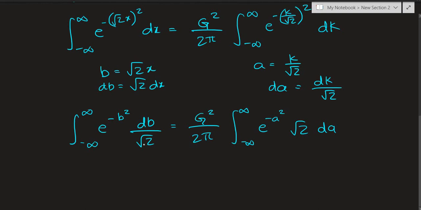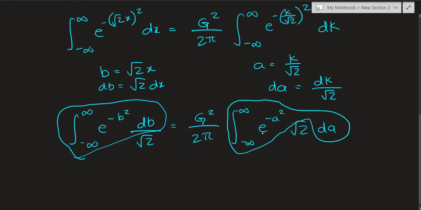So now notice that if we take the square root of 2 outside, this is just the Gaussian integral, and this, ignoring the square root of 2, is also the Gaussian integral. So we have the Gaussian integral over square root of 2 equals Gaussian integral divided by 2 pi times square root of 2 times the Gaussian integral.